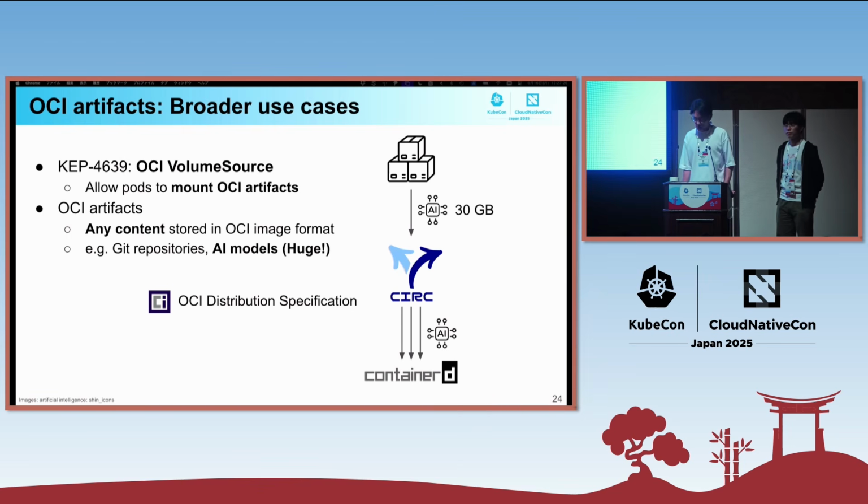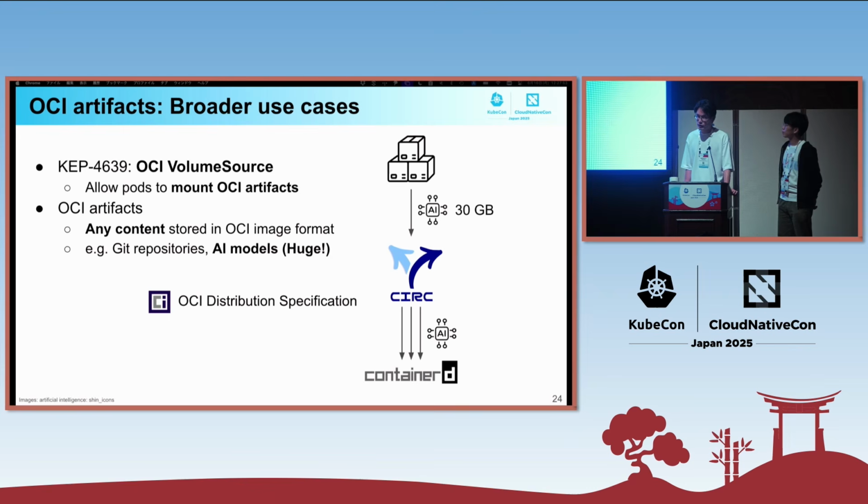The last is OCI artifacts. The OCI volume source feature is being developed in the Kubernetes and container runtime community. This feature allows pods to mount OCI artifacts. OCI artifacts expand the concept of OCI image. OCI artifacts are any content stored in the OCI image format.